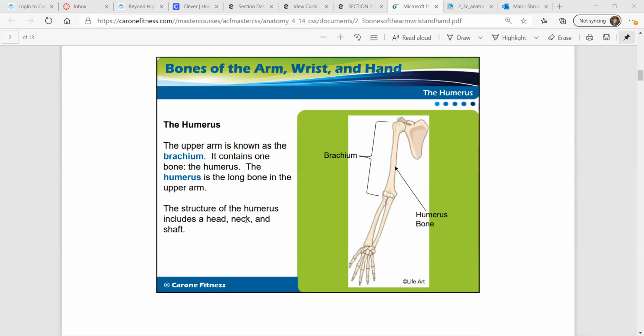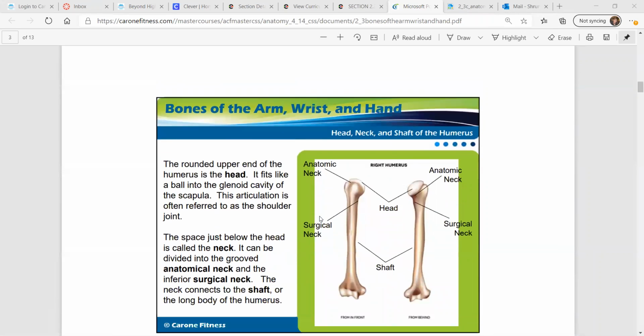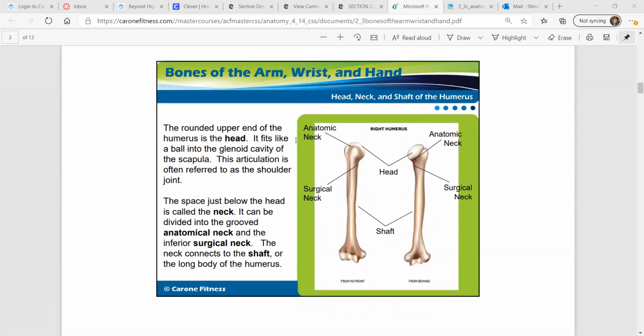The structure of the humerus includes a head, a neck, and a shaft. And here you can see the rounded upper end of the humerus is the head. It fits like a ball into the glenoid cavity of the scapula. This articulation is often referred to as the shoulder joint. Right there. And the space just below the head is called the neck.